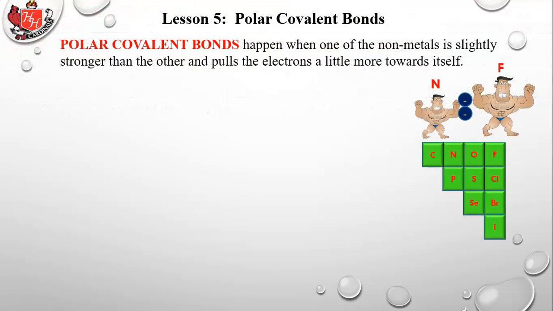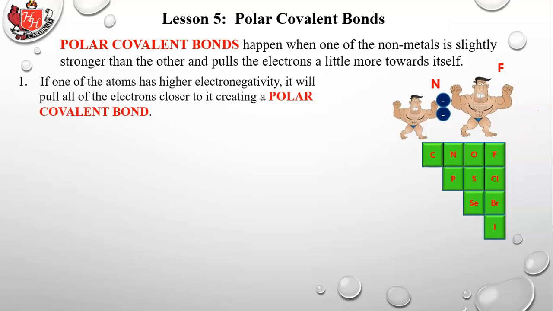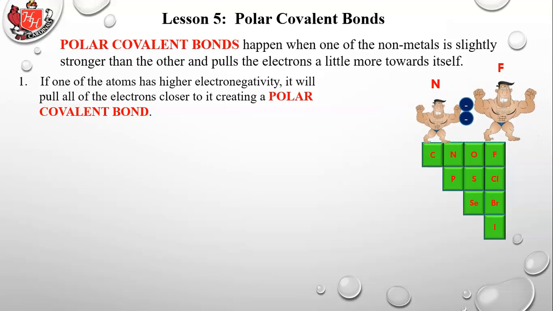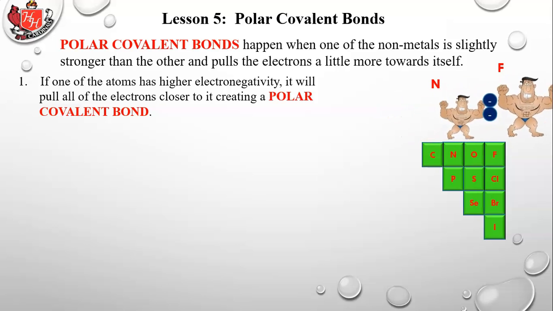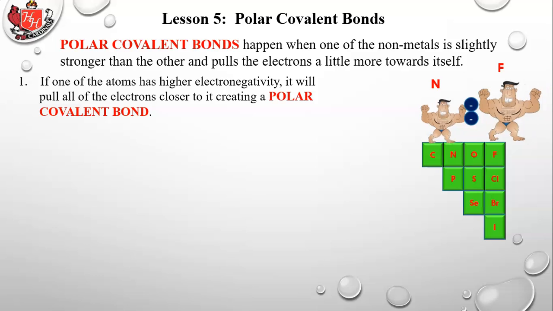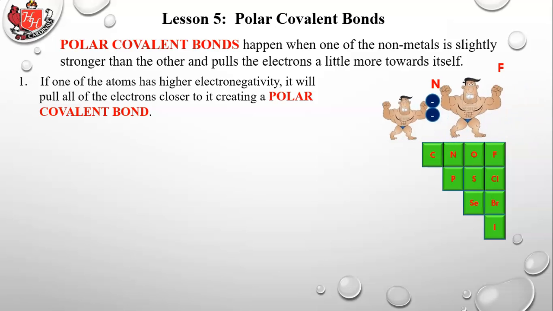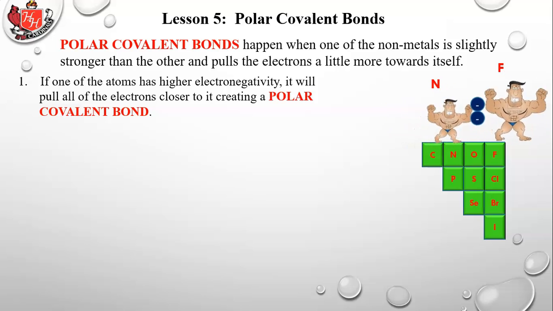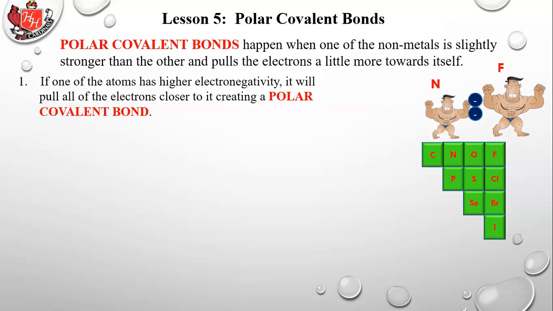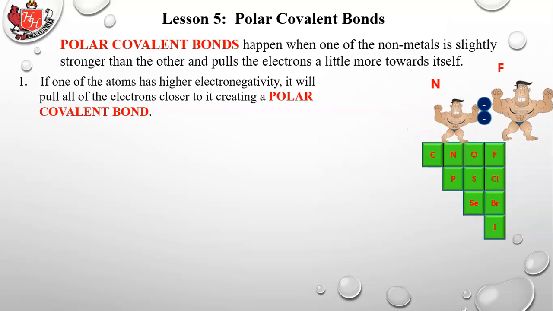Polar covalent bonds happen when one of the nonmetals is slightly stronger than the other and pulls the electrons a little more towards it. If one of the atoms has a higher electronegativity, it will pull the electrons closer to it, creating a polar covalent bond. By polar, what we mean is that one side is a little more negative, that's the side that has the electrons pulled towards it, and the other side that gets the electrons pulled away from it is a little more positive. It's not a full ionic bond, but it's kind of in that direction. One side is a little bit more negative and one side's a little bit more positive.